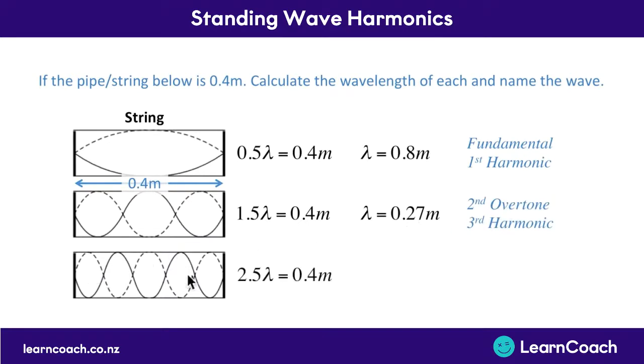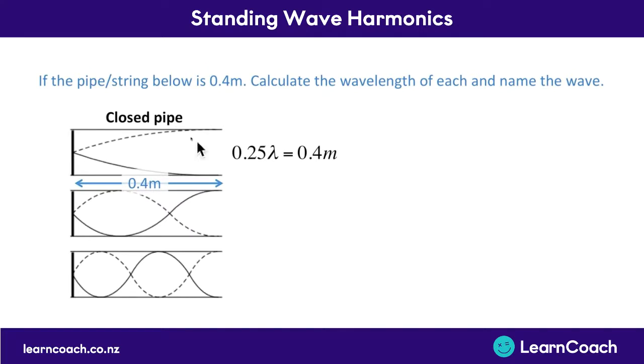Finally, you can see that there's 2.5 wavelengths in this 0.4 meters, so it's 2.5 lambda equals 0.4, divide both sides by 2.5, we get 0.16 meters as our wavelength. Now this is the fourth overtone, or the fifth harmonic. It's the fifth harmonic because you're counting how many half wavelengths there are, and the overtone is one below that.